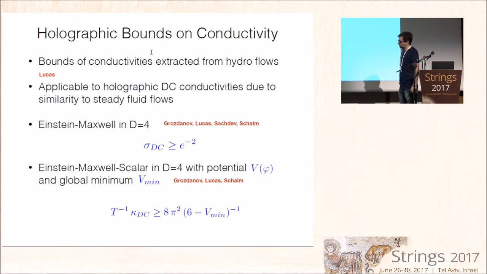You can also look at bounds on the open circuit thermal conductivity. In this case, if you have an Einstein-Maxwell scalar theory in four dimensions with a potential that has a global minimum, you can equally well show that the open circuit thermal conductivity does not drop below a certain limit. Now, remember that kappa knows about this incoherent current, right? So you might think that if I bound sigma, which knows about it, I should also be able to bound kappa. And this is exactly what's happening here.